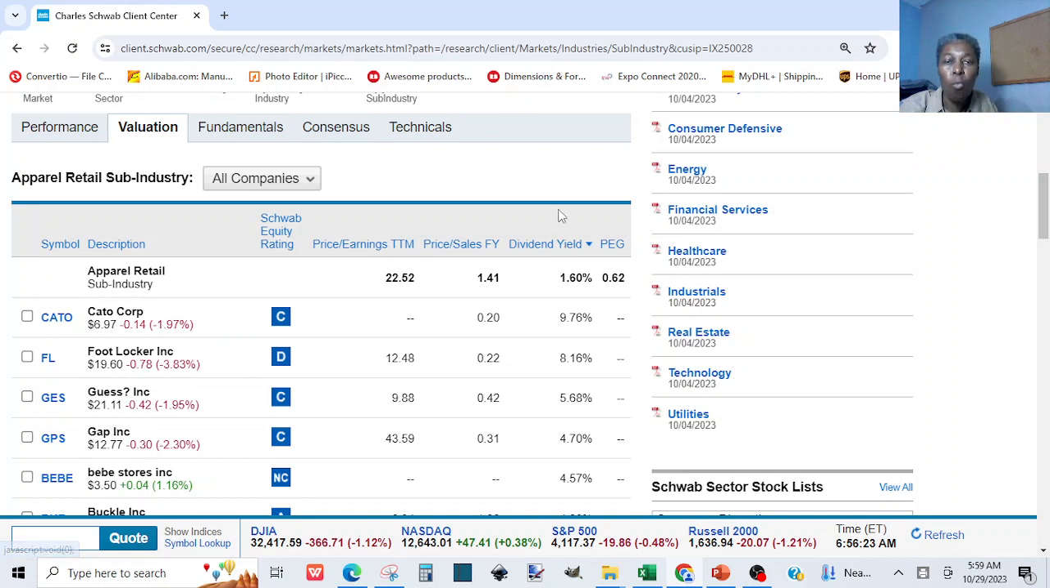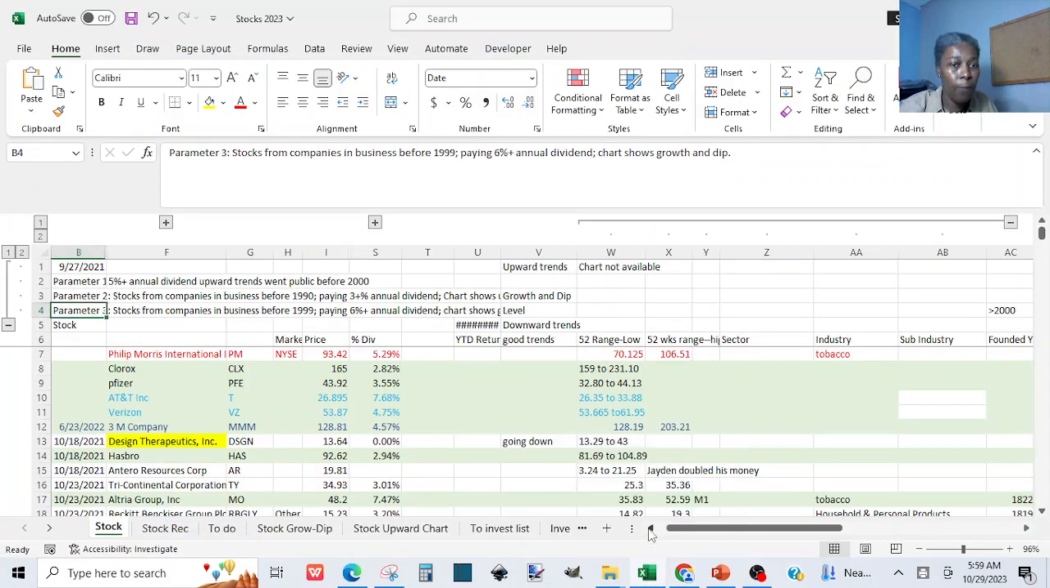At this point, you want to set an annual dividend yield that you don't want to go under. Your choice might be different from mine. For instance, I have criteria that I work with, and the first criteria is a 5% annual dividend upward trend that went public before 2000. There are multiple criteria here that we don't need just yet. 5% is what we are looking for.